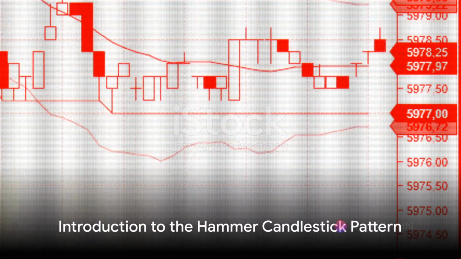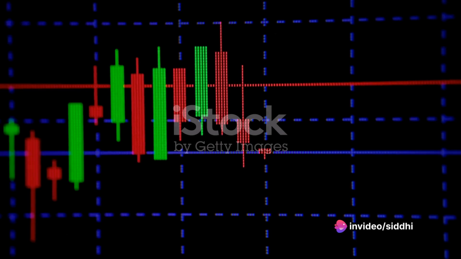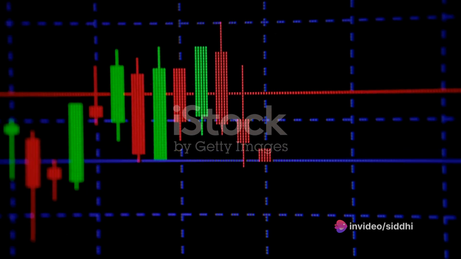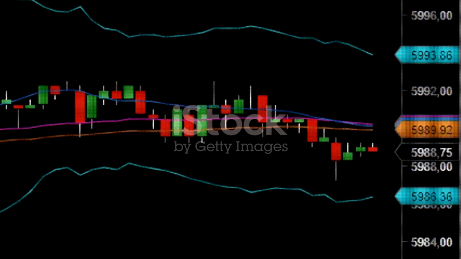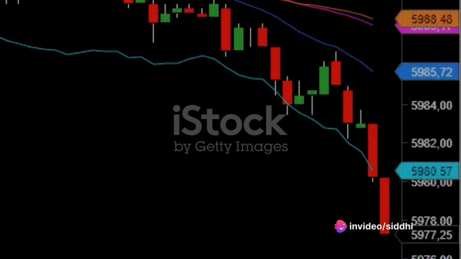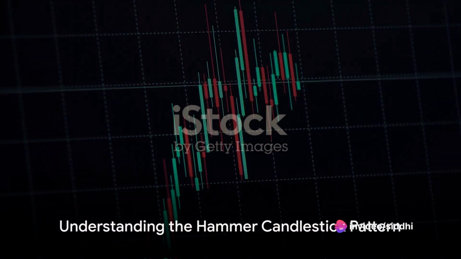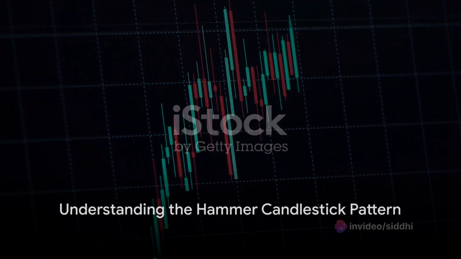Ever wondered if your current trading strategies are as effective as they could be? Perhaps it's time to delve into the world of candlestick patterns, specifically the Hammer Candlestick pattern. This intriguing pattern has the potential to drastically enhance your trading strategy, and today we're going to break it all down step by step. First, we need to understand what exactly a Hammer Candlestick pattern is.